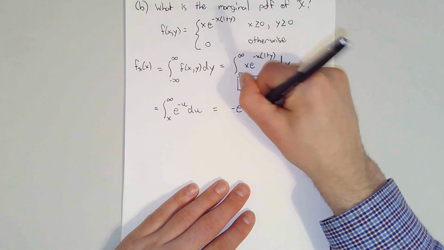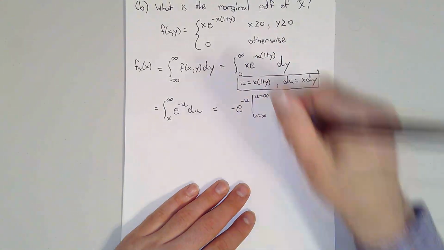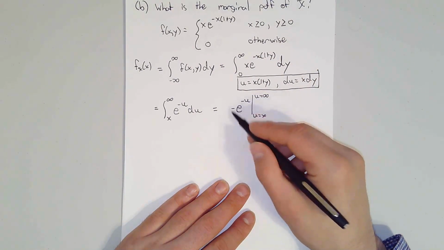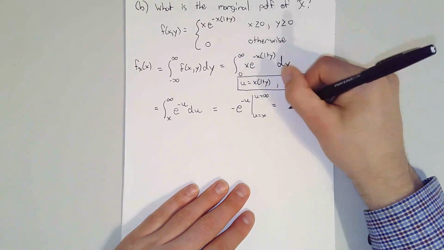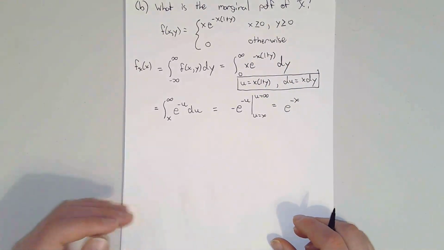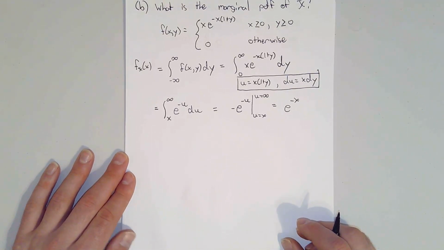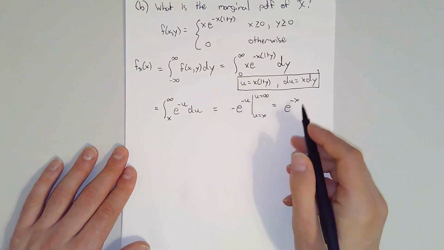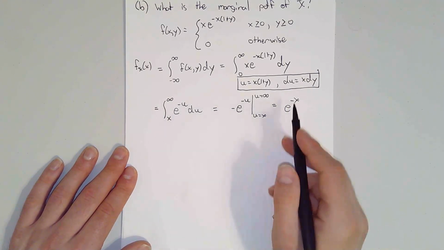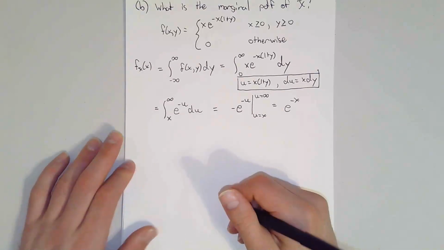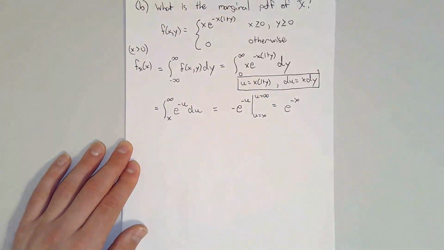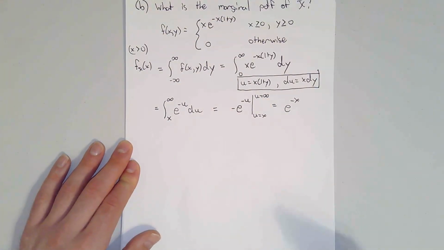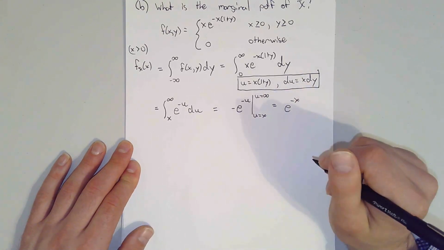This is for u equals x to u equals infinity. As u goes to infinity, this expression goes to 0. So therefore, this just equals e to the negative x. We should point something out here: when x is greater than 0, this is true. So let's put that in: for x greater than 0. That was a pretty important assumption that we made. So this is e to the negative x.